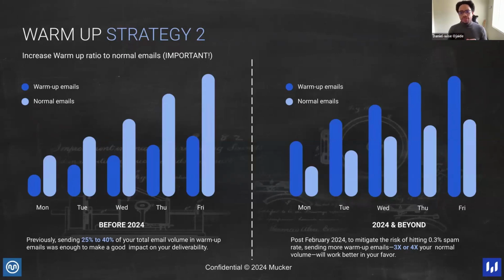And so it's best to cushion that effect by already simulating a lot of positive signals from your inbox through warm-up so that you're more protected. Yeah, so that's why this strategy is important.